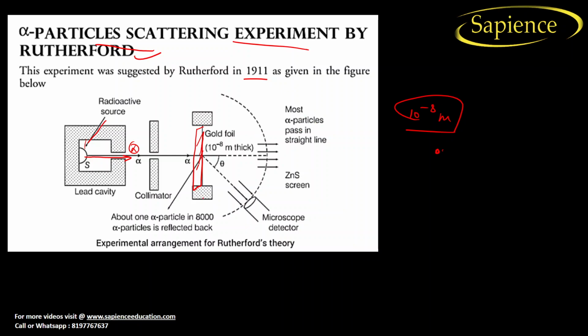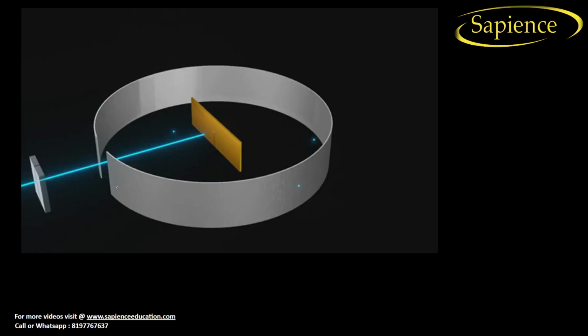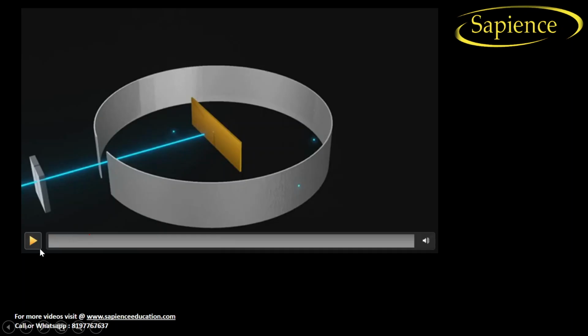Here is the microscope detector. Whenever an alpha particle scatters back and comes in this direction, this instrument will detect it. And this is a zinc sulfide screen. What is the work of the zinc sulfide screen? Whenever an alpha particle strikes it, it will start glowing. Now, let us observe this experiment done by Rutherford.